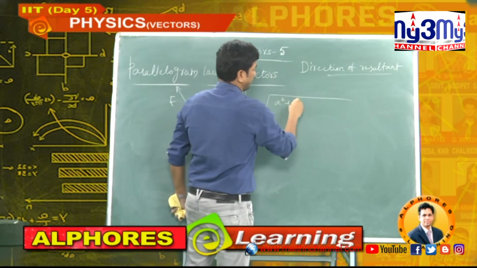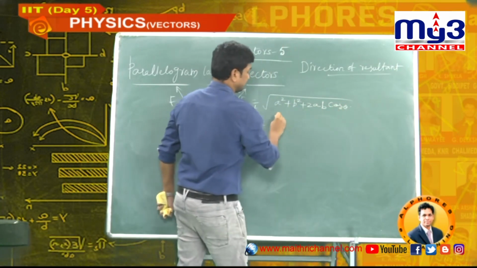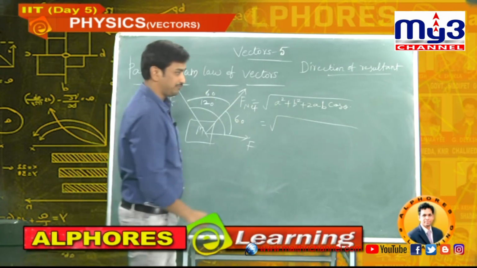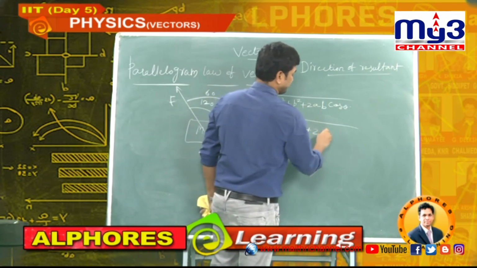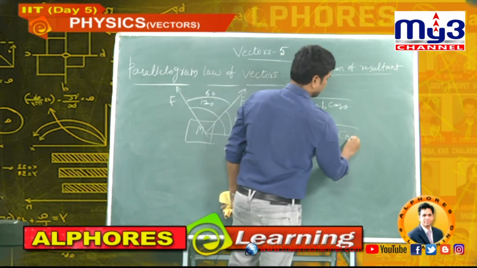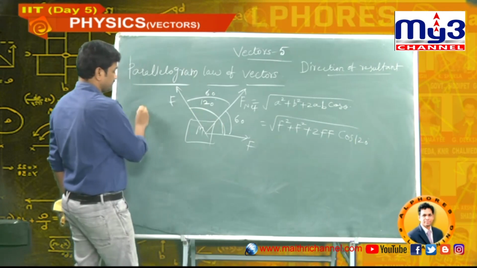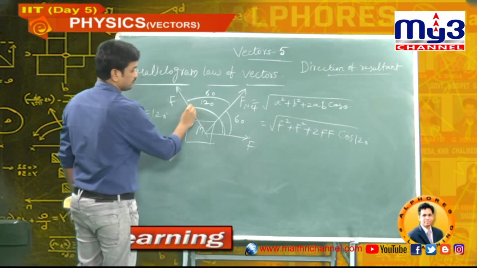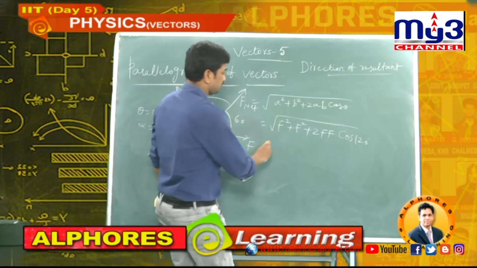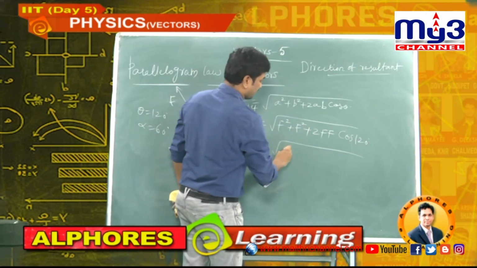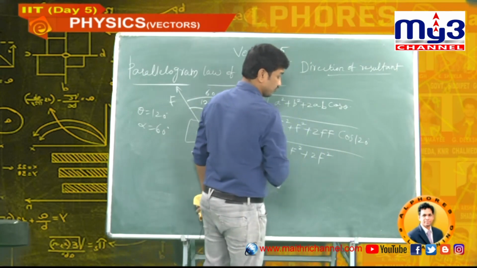Root over A square plus B square plus 2AB cos theta. A value F, B value F, so F square plus 2 into F into F, cos theta, theta value 120, alpha 60. Now root over F square plus F square, 2F square, F into F square. What is the cos 120?